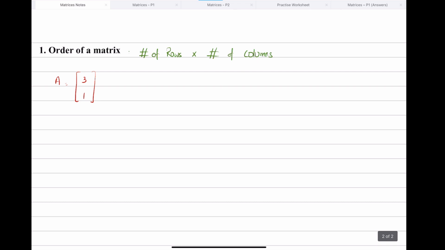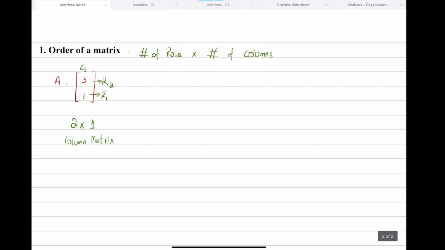So what are rows? Rows are basically the horizontal values. And the vertical values over here are your columns. So for example, if you look at this matrix, how many rows do we have here and how many columns? We have 2 rows and 1 column, so we say that this is a 2 by 1 matrix. Or we also call this a column matrix. Why do we call it a column matrix? It's because it has only one column, so that's why we call it a column matrix.